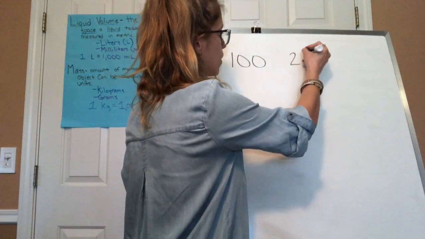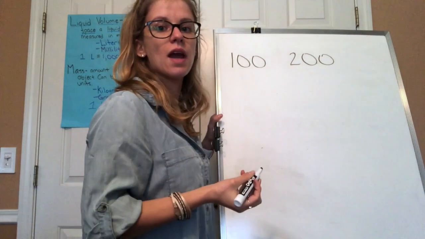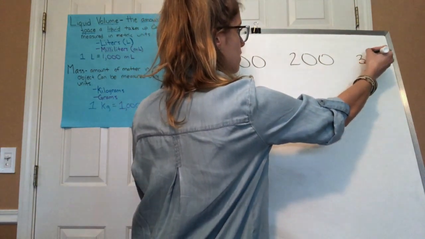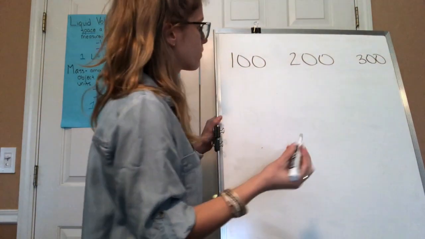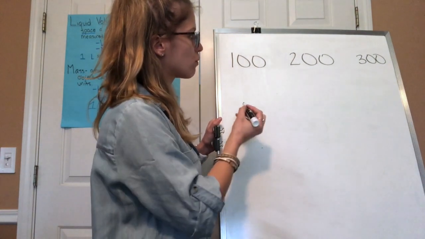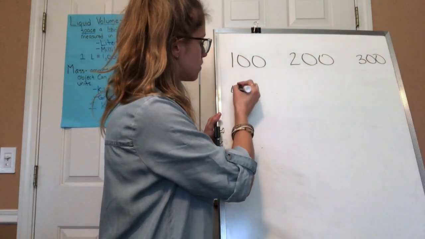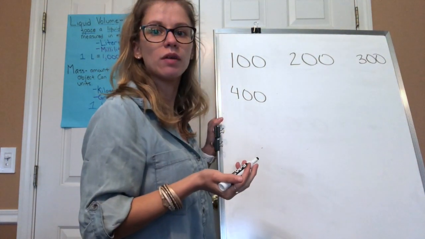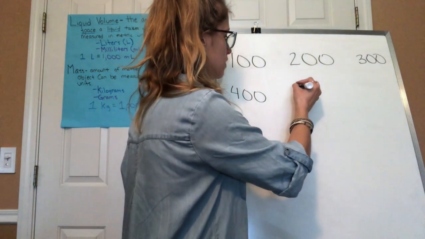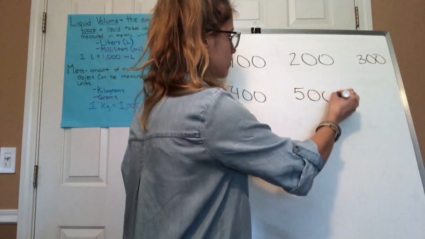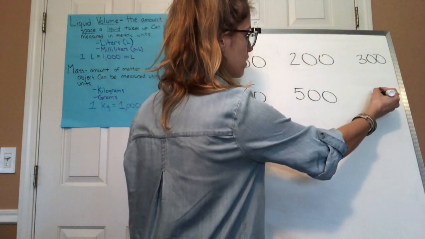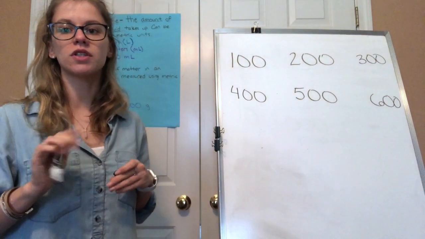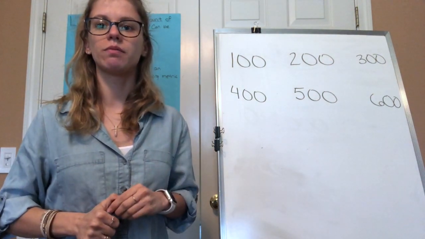And it'd be 200. What would the next number be? It'd be then 300. The next number would be 400. What would the next number be? 500. And then it would be 600. Pause me now and think about what do you notice about my numbers as I'm skip counting by 100?